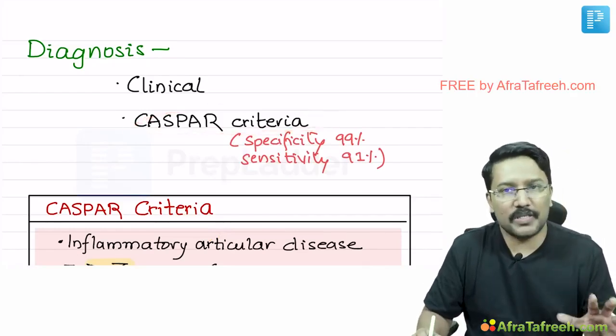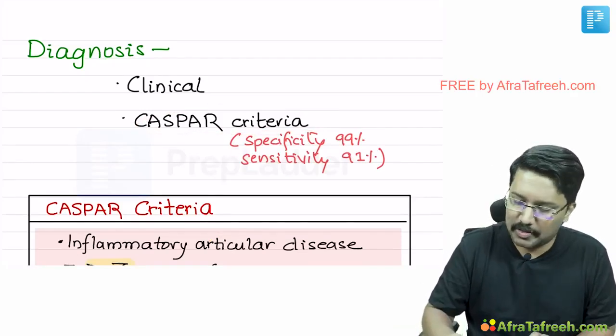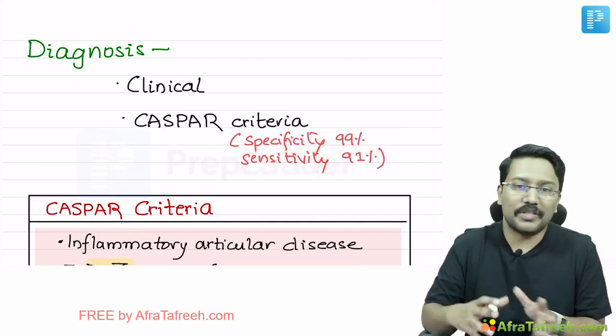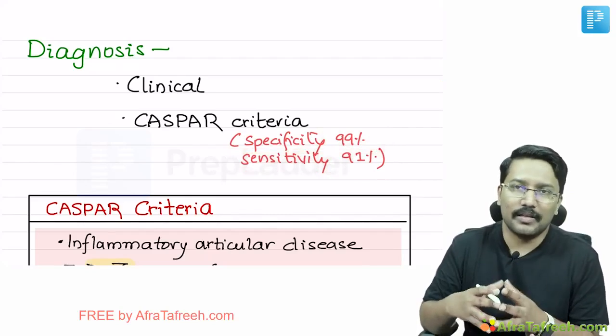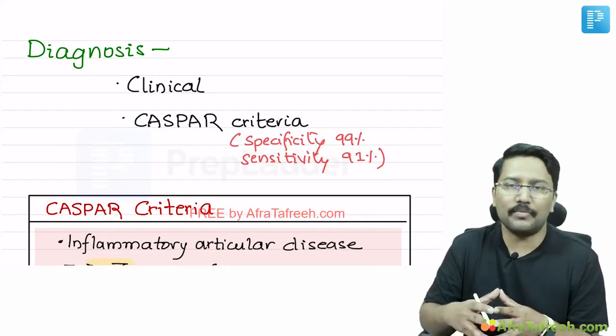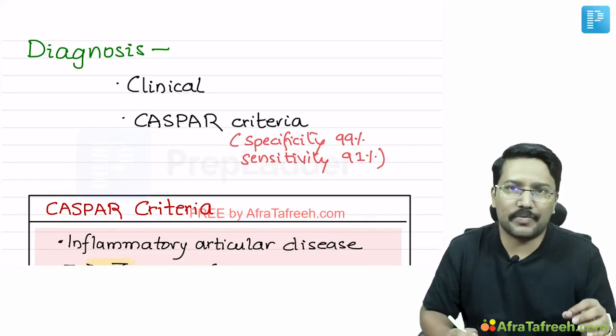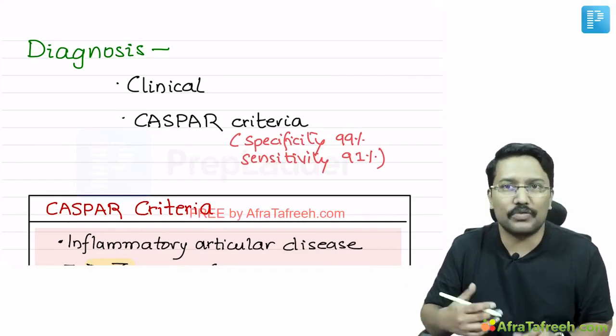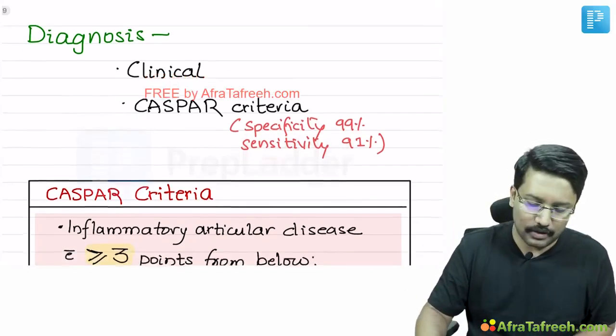It has a sensitivity and specificity exceeding 90%. Its specificity is almost 99% and sensitivity is 91%. So because of such high sensitivity and specificity, this can be utilized even for clinical practice. I know it is a classification criteria, but because of its high sensitivity and specificity, it facilitates early diagnosis of psoriatic arthritis, and many practitioners continue to use it as their clinical tool for diagnosis.